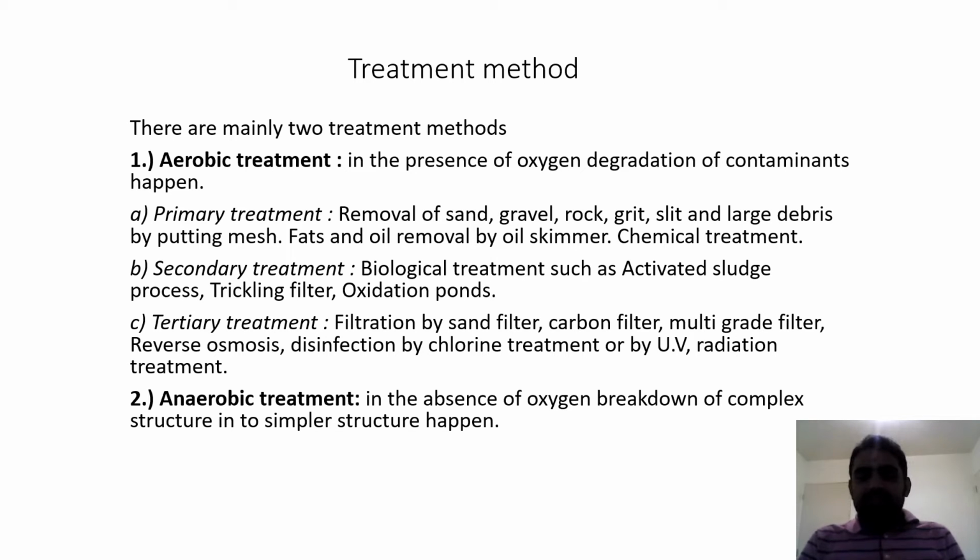Secondary treatment. Secondary treatment is also known as biological treatment. Examples of these are the activated sludge process, trickling filters, and oxidation ponds. As the name suggests, there is active biomass present in the water in the presence of oxygen to degrade the organic contaminants from the wastewater.